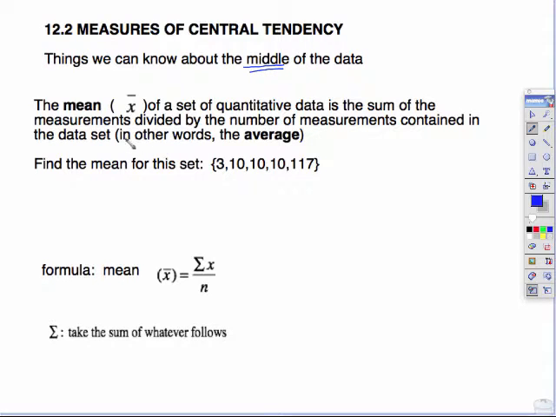So the mean, in parentheses here, we have x with this line on top that's called x bar. The mean of a set of quantitative data is the sum of the measurements divided by the number of measurements. In other words, it's the average.